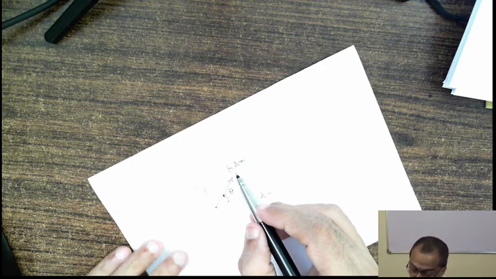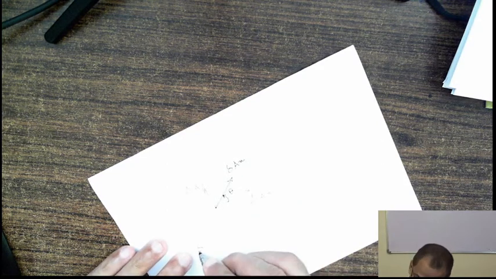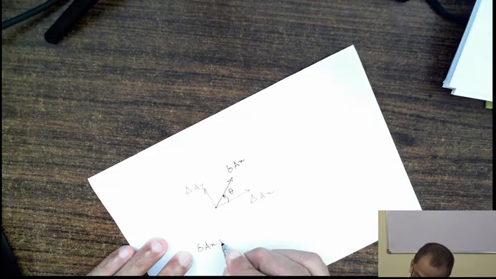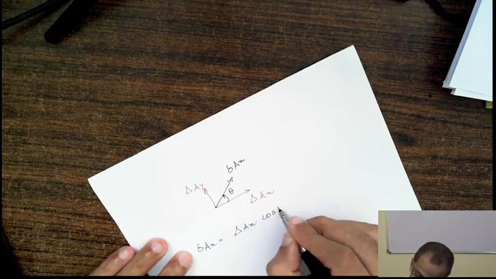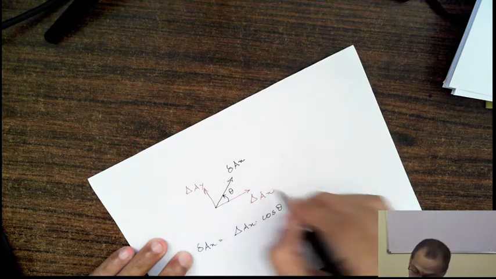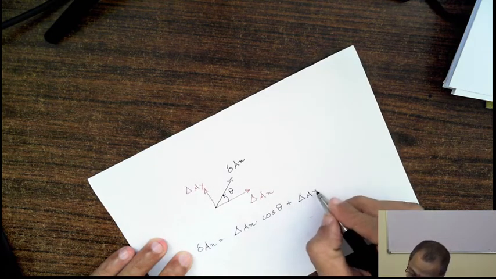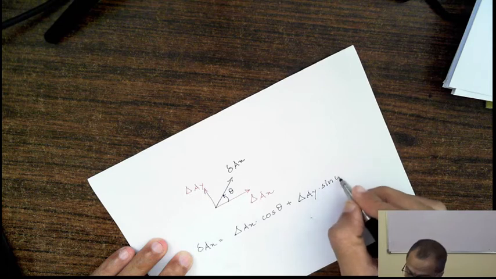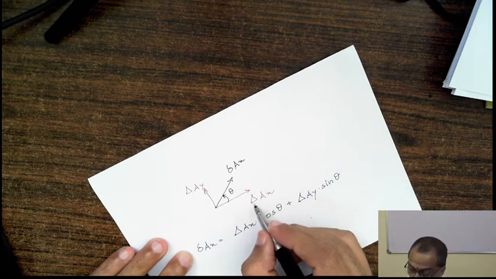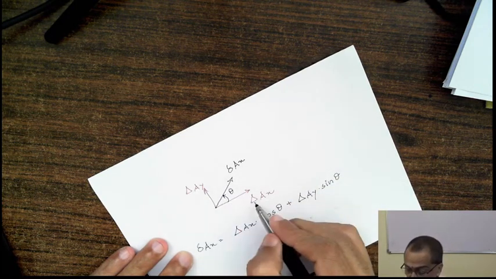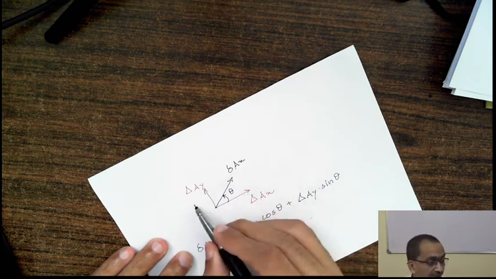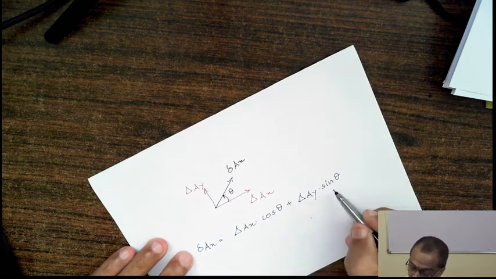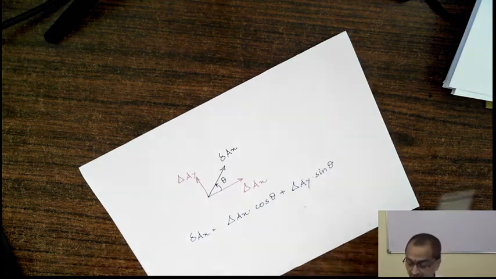How can I express this local displacement at A? This del AX is delta AX cos theta plus delta AY sin theta. Everybody agree with me? The component of this AX along this direction will be delta AX cos theta, and the component of this Y along X direction is delta AY sin theta.